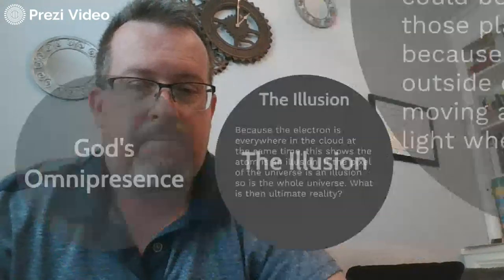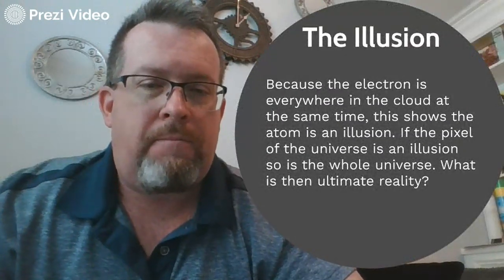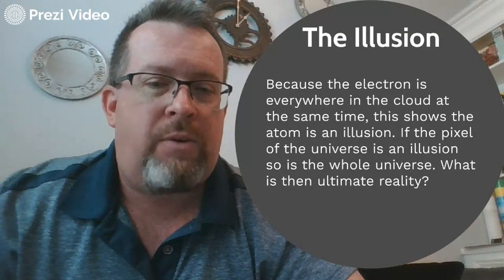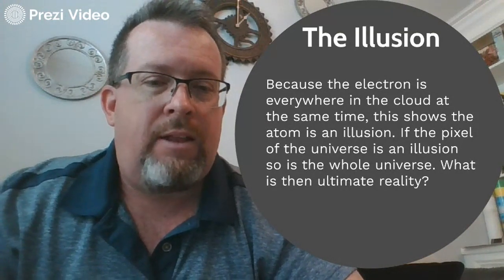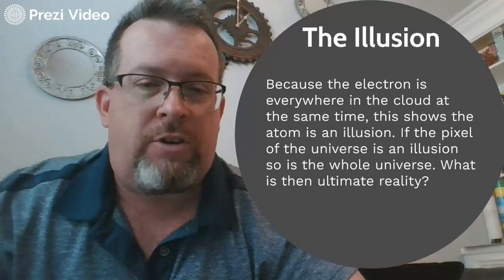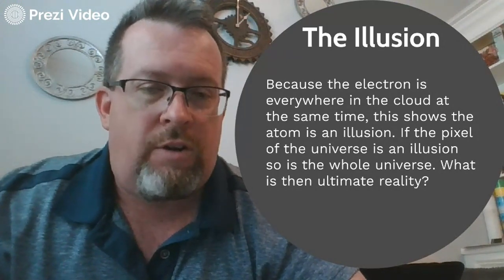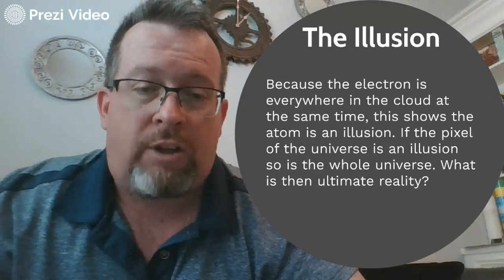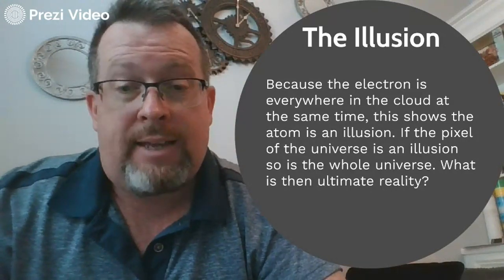Look at all these places. That means there's an illusion here. Because the electron is everywhere in the cloud at the same time, this shows that the atom is an illusion. And if the pixel of our universe is an illusion, so is the whole universe. What then is ultimate reality? I say it's God.